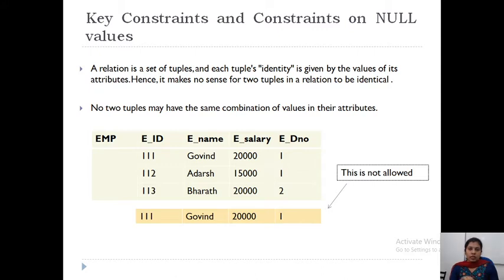So if I take the combination of all the attributes, at least one attribute must differ. I can have Govind 20,001 repeated, but the employee ID can be different. That indicates there is one more employee with the same name as Govind in the same department. But at least by one attribute it differs. Understood? So the key constraint says no two tuples may have the same combination of values in their attributes, so that I can identify the individual tuples in the relation.